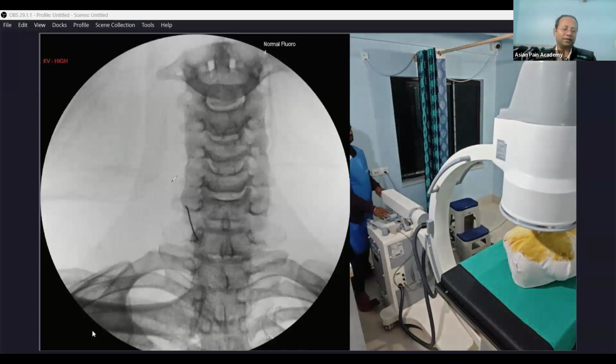So this is the intra-articular joint injection. But this intra-articular joint injection is not that much practiced nowadays, mostly in the cervical area. Okay, so always go for medial branch block.